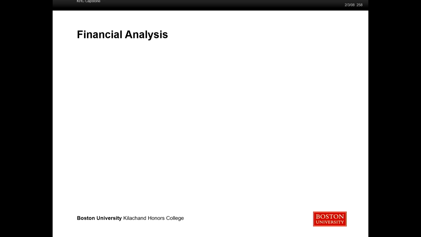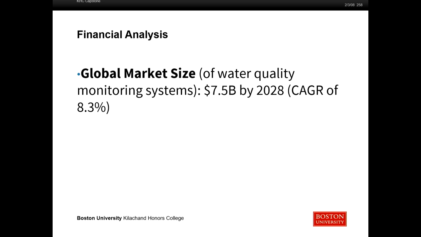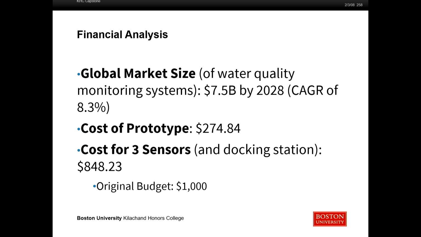And then a quick financial analysis of our overall project. The global market for water quality monitoring systems is fairly large, and it's a growing one, so there's certainly a market for these products. Each sensor came out to be about $275, but we wanted 3 sensors plus a housing for the sensors, so that comes to about $850 total, which is still well below our original budget of $1,000.